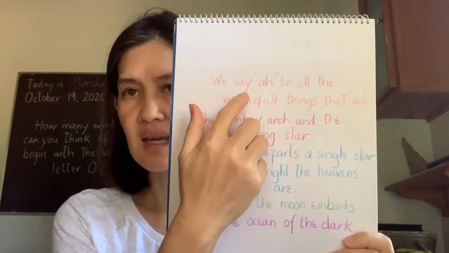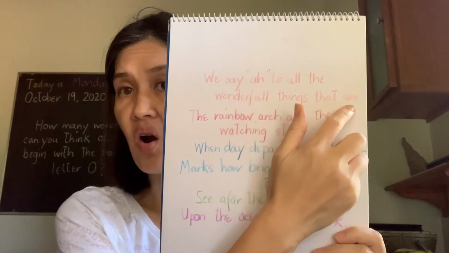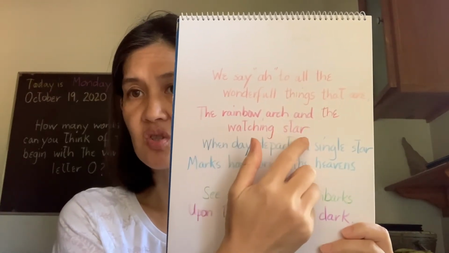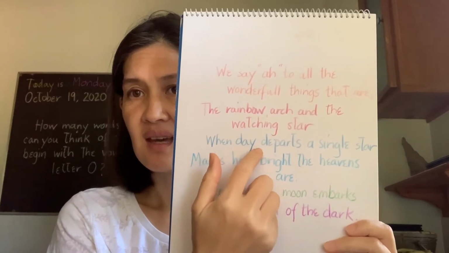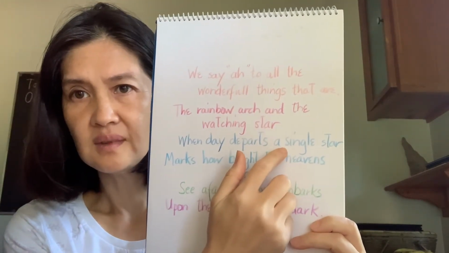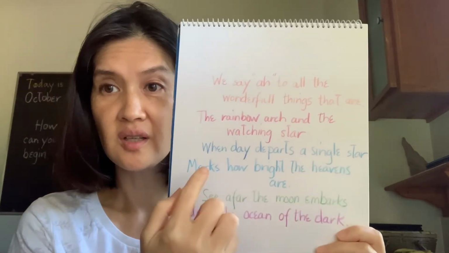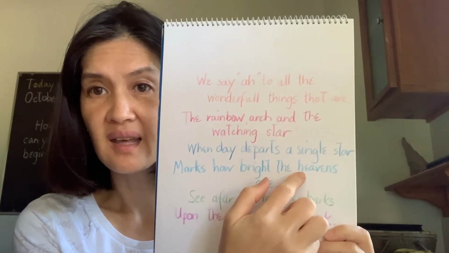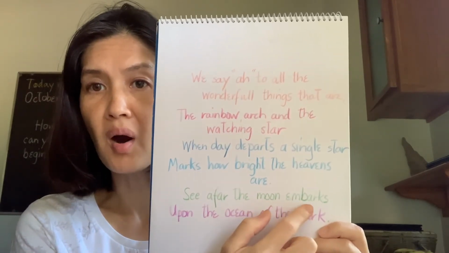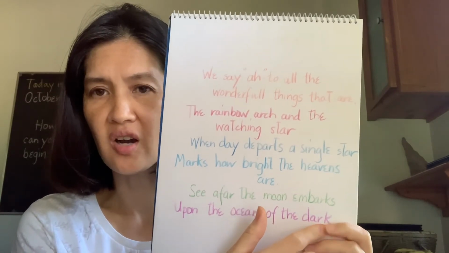We say ah to all the wonderful things that are the rainbow arch and the watching star. When day departs, a single star marks how bright the heavens are. See, after the moon embarks upon the ocean of the dark.